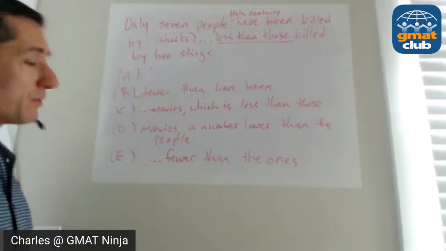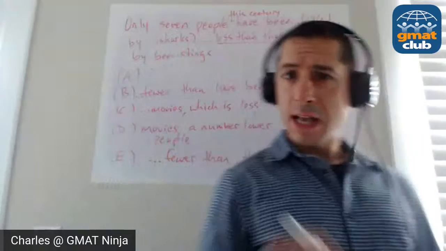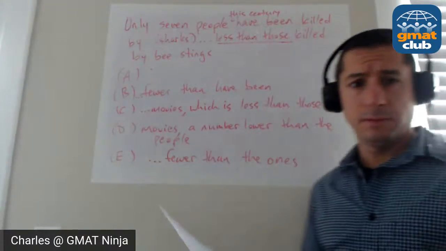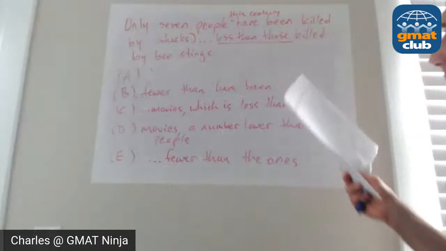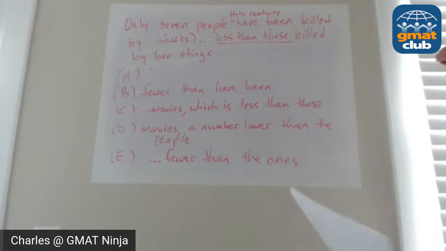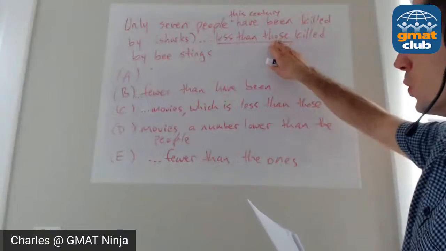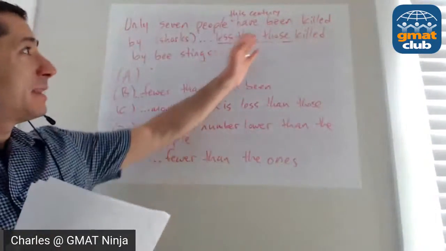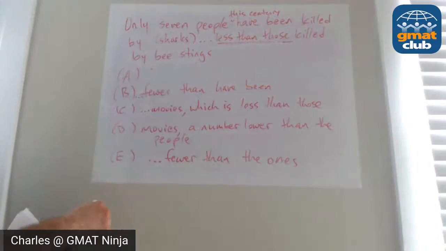Okay, let's start with the easy part. You're watching the end of a video on countable, non-countable modifiers. Seven people, you can count people, have been killed by the great white shark, the man-eater of the movies. Less than those. There's your pronoun referring back to people, presumably. Less than the people. People are countable. Less, not countable. A is the only thing that nobody in the live group chose that I can see.